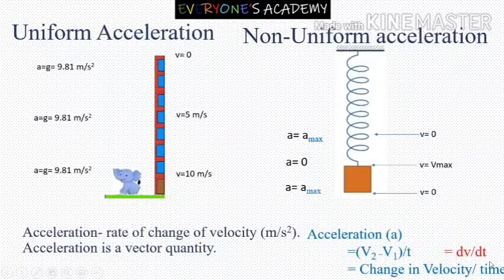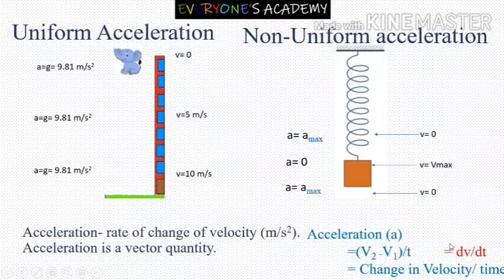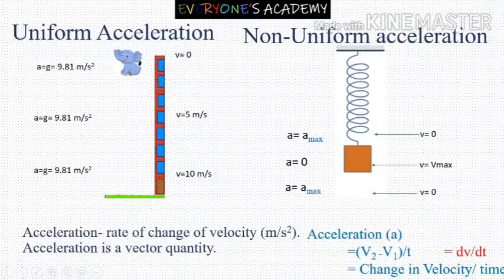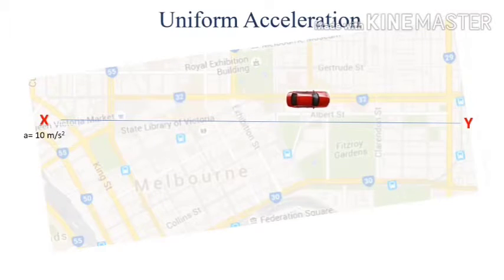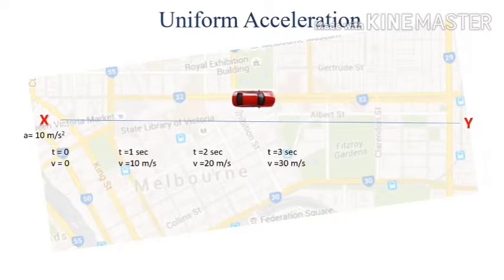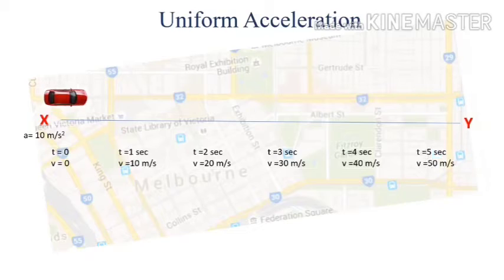But this particular concept is not part of this video. We will study this later. Here we can see the car is accelerating, that is why the speed will keep increasing from x to y. Suppose acceleration is 10 meter per second square, initially velocity is 0, after 1 second velocity will become 10 meter per second, after 2 seconds velocity will become 20 meter per second, and so on.